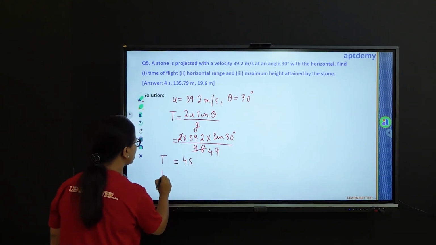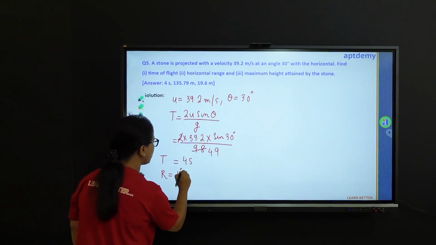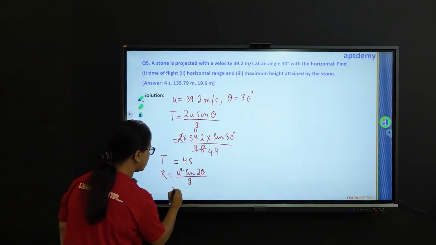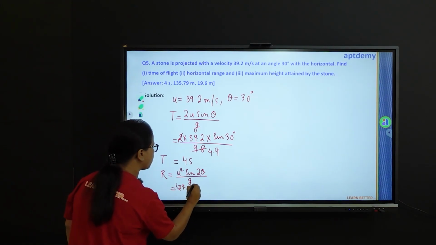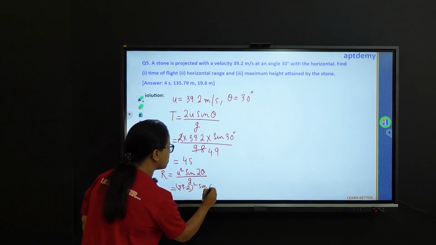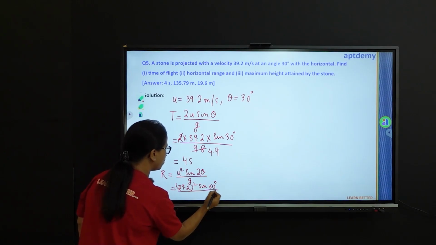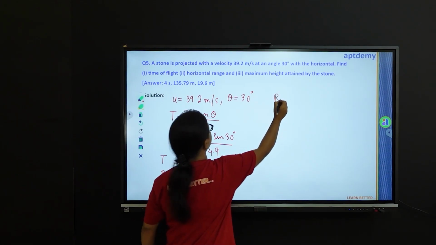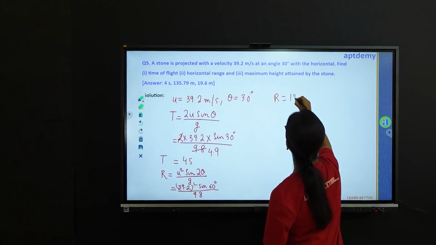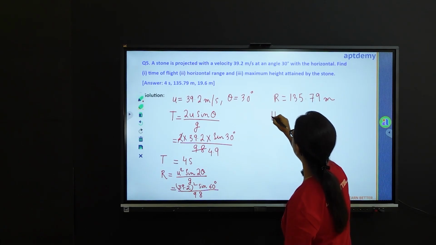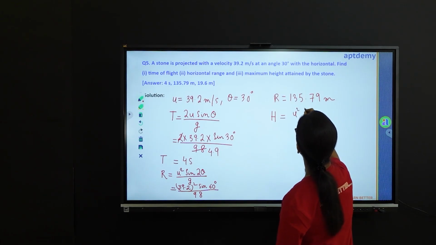Now the horizontal range, r equals u square sin 2 theta by g. Put the values: u square, so 39.2 whole square, sin 2 theta, 2 into 30, so sin 60 degree, which is root 3 by 2, and g 9.8. So this will give us a range of 135.79 meters.